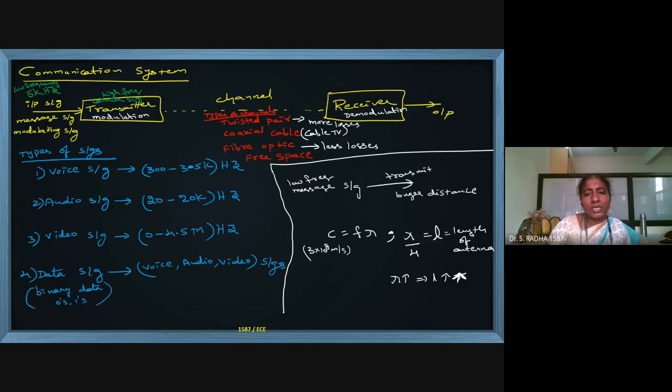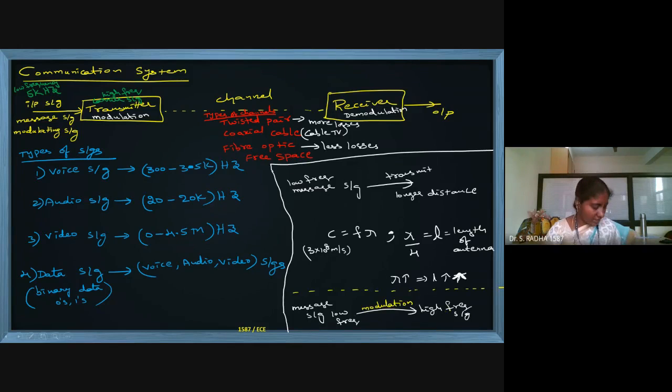So in that case, we will convert the low frequency message signal into a high frequency signal, and this conversion process is called modulation. For transmitting a low frequency signal over a long distance, we convert it to a high frequency signal, and that conversion process is called modulation.